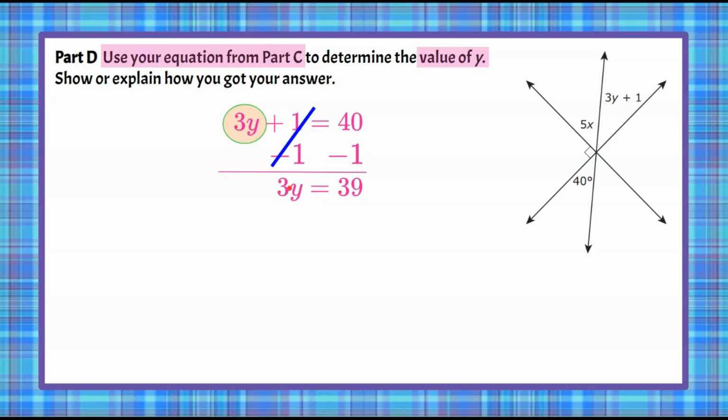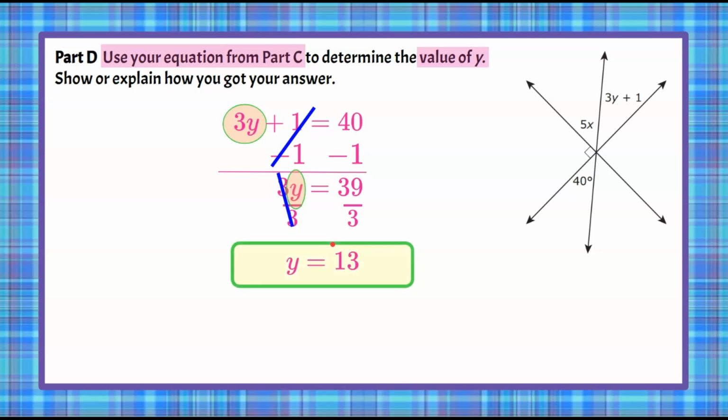The inverse of multiply by 3 to solve for y would be to divide both sides by 3. 3 divided by 3 is 1, or 1y, leaving me y. 39 divided by 3 is 13. So we know that y is equal to 13.